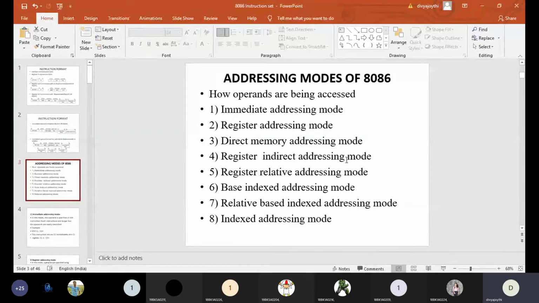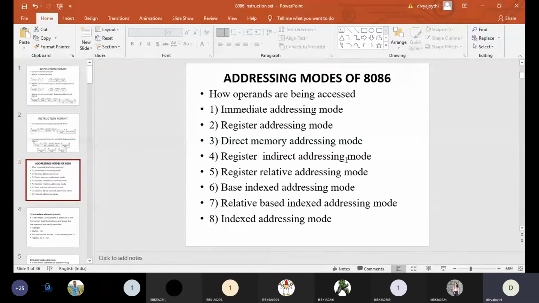one place to another place, whether it is directly transferred to the register or whether it is transferring from register to register, or whether, while you are writing an instruction, you are placing the data directly or you are placing the address where the data is present. All that information will be provided in addressing mode.